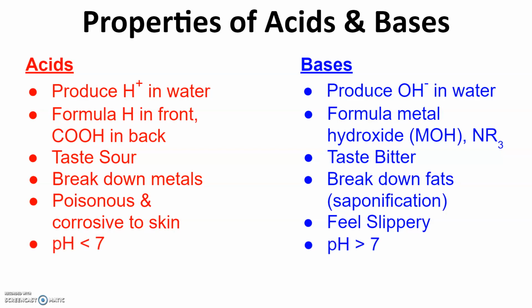Final thing about acids and bases is that they have what's called certain pHs. So acids have a pH less than 7 and bases have a pH greater than 7. So these are some important properties. You want to pause this video at this moment and fill in those properties.